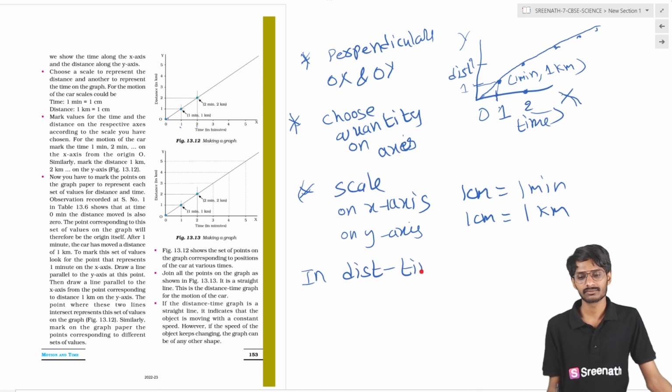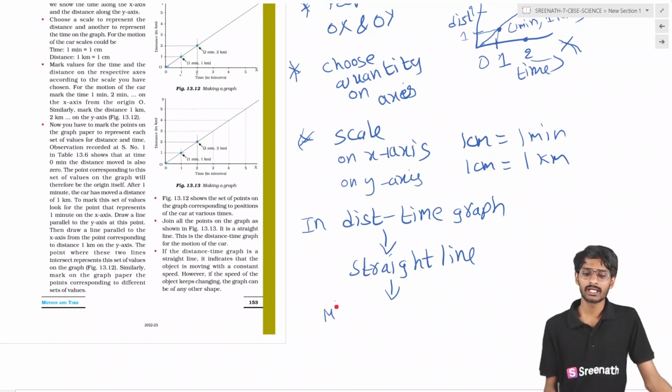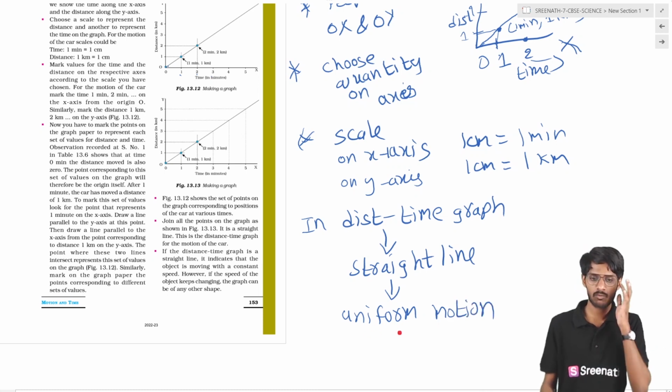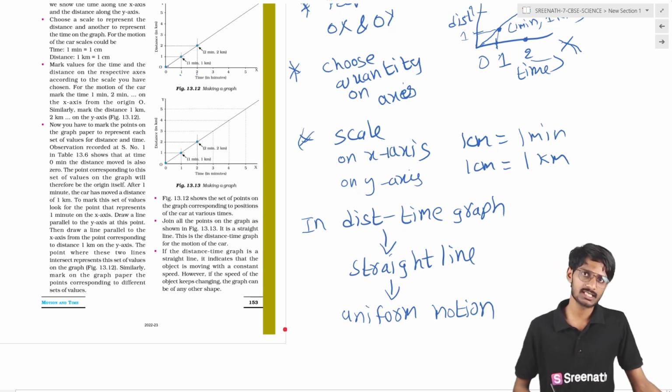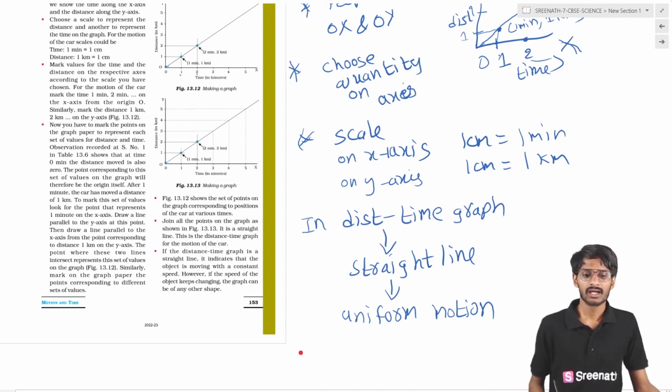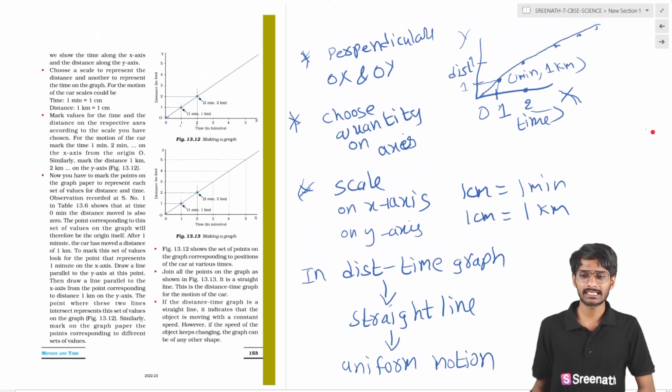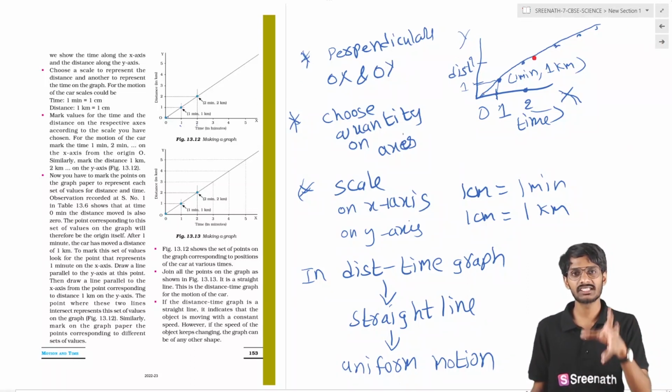So in a distance time graph, if you are getting a straight line, which means the object, or the car, or any moving object, is in uniform motion. Object is in uniform motion, students. This is the thing you have to remember. For other graphs, if it is not in uniform motion, you don't get a straight line, you will get some other curves like this, students. Okay, so this is the way of drawing a distance time graph.